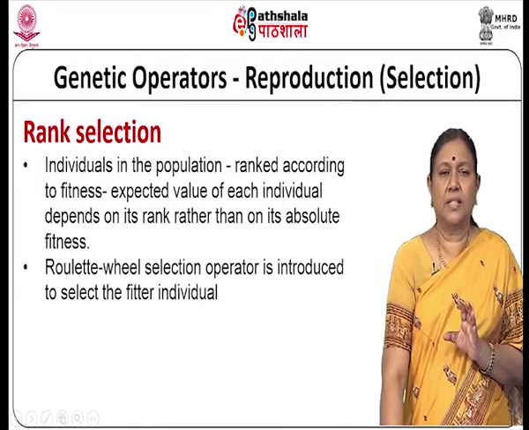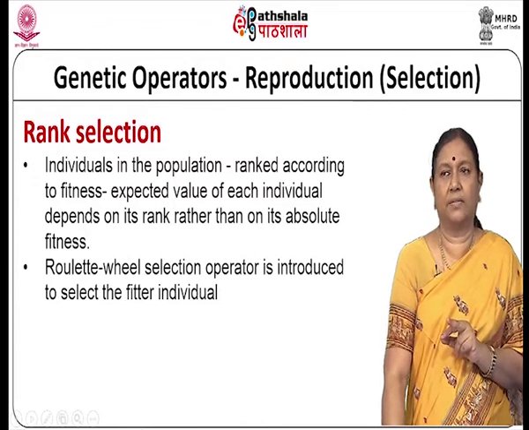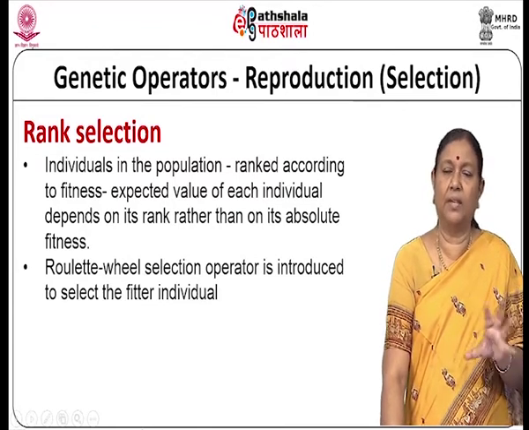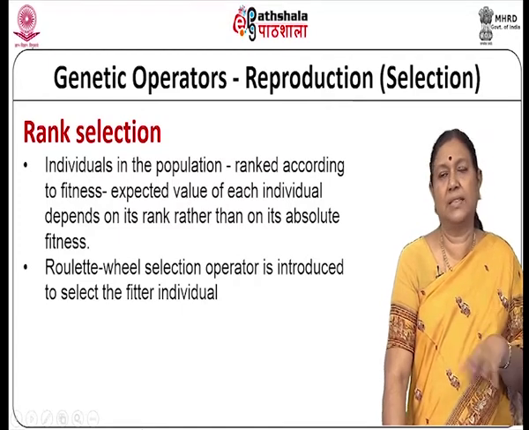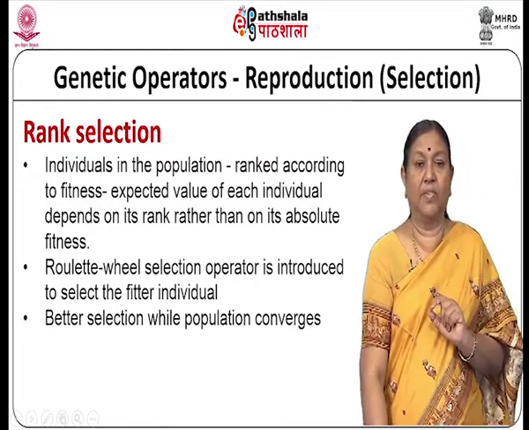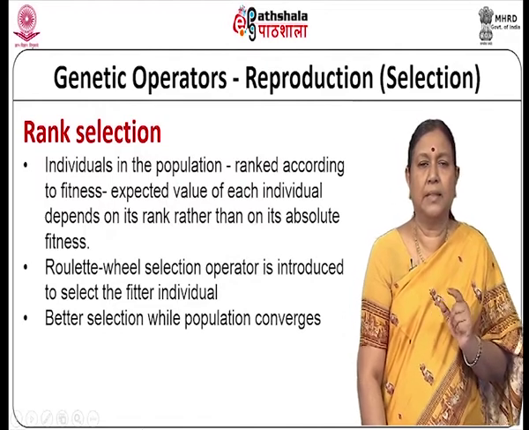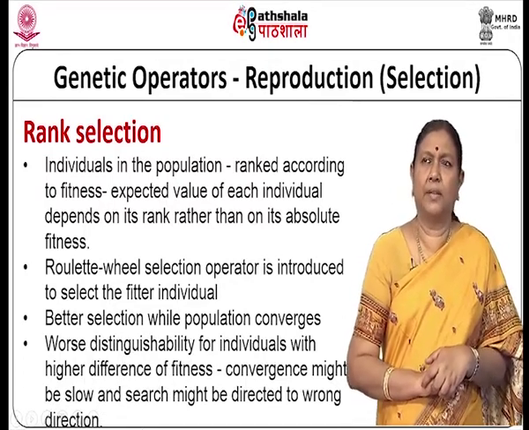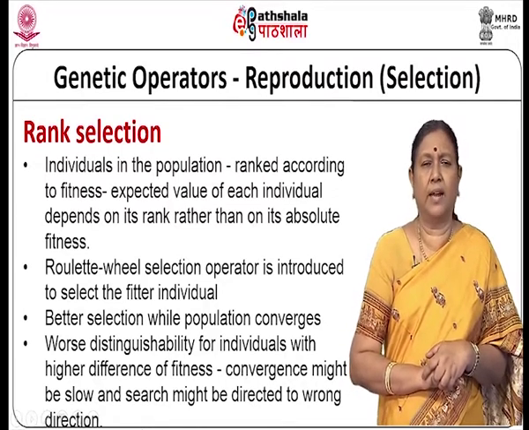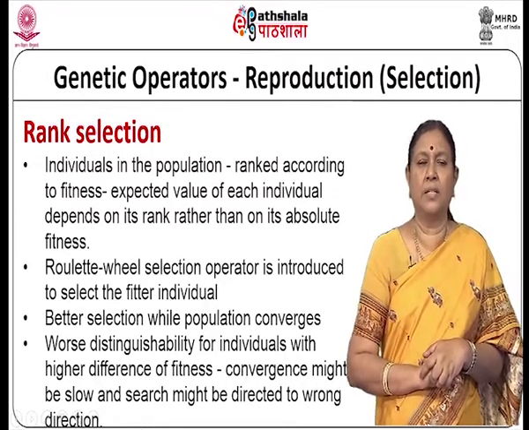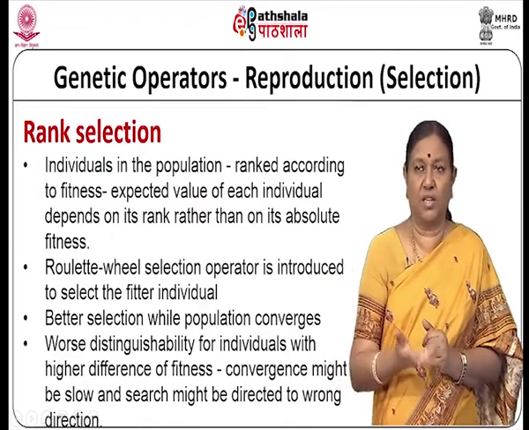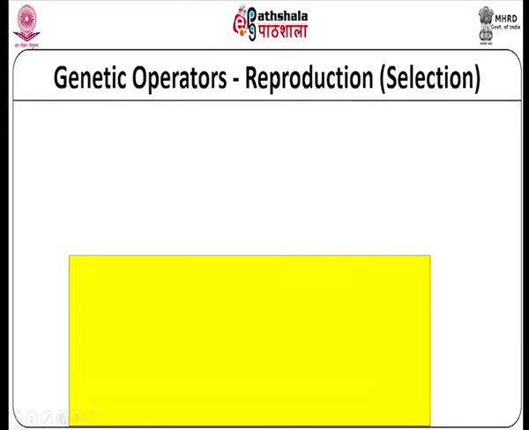So, the roulette wheel selection operator is introduced to select the fitter individual. Here, instead of using the fitness value in the roulette wheel, we are using the rank to give a slice of the wheel. So, it gives better selection while the population converges. Worse, there is poor distinguishability for individuals with higher differences in fitness. Convergence might be slow and the search might be directed in the wrong direction; that is also possible in this case.